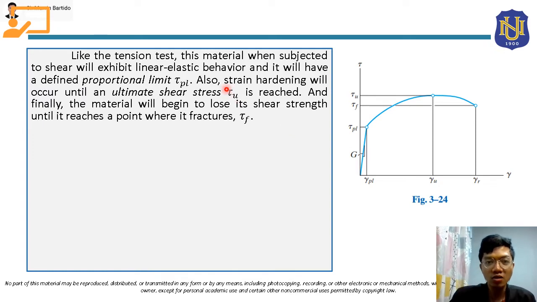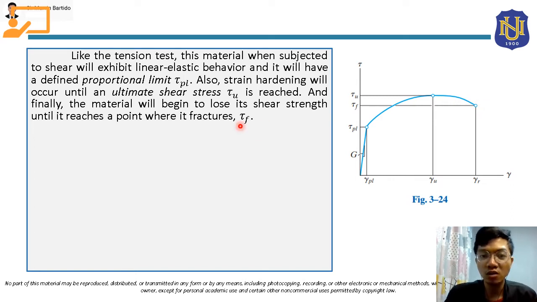And then also, strain hardening will occur until an ultimate shear stress. In this case, it will reach this maximum point, which will be the ultimate shear stress or ultimate shear strength, denoted as tau sub U. And finally, the material will begin to lose its shear strength until it reaches a point where it fractures. This will be the point where the material subjected to pure shear will fracture, and the shear stress here will be tau sub F.